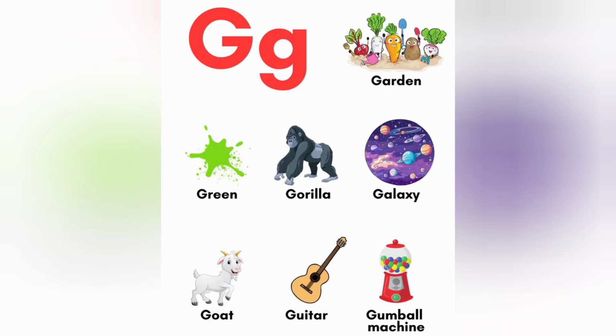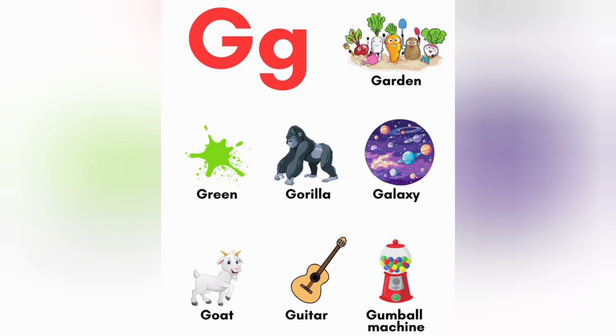This is letter G. G sound G and G for garden. G for green. G for gorilla. G for galaxy. G for goat. G for guitar. G for gumball machine.